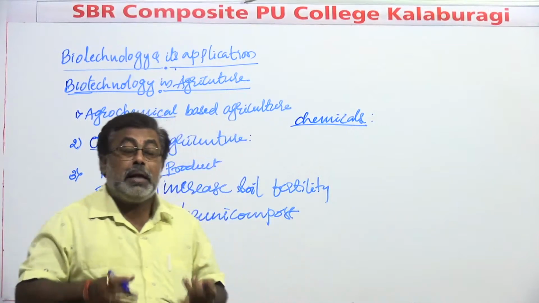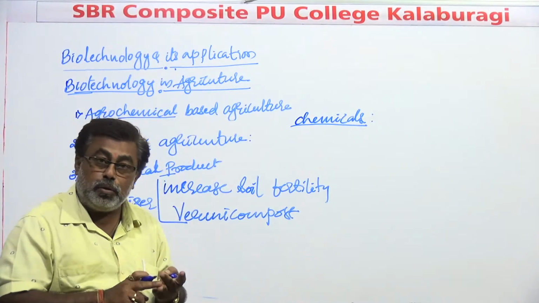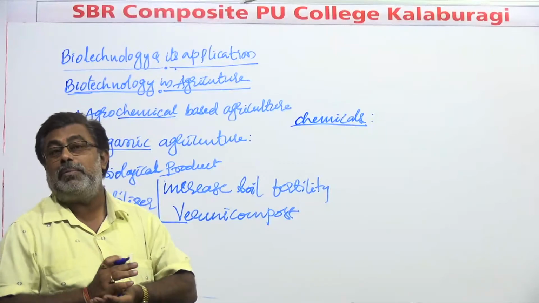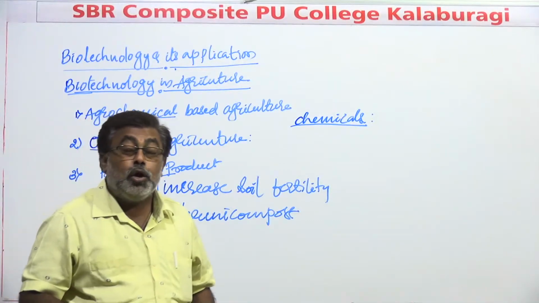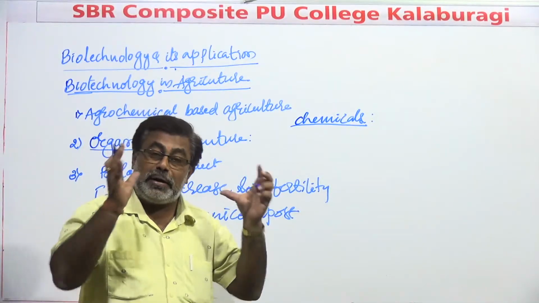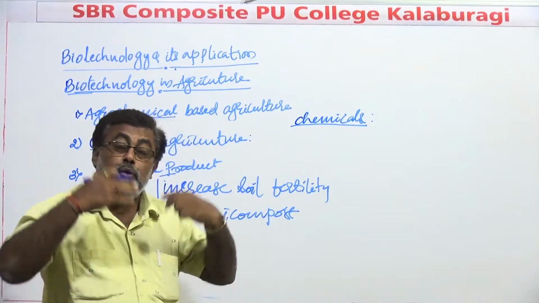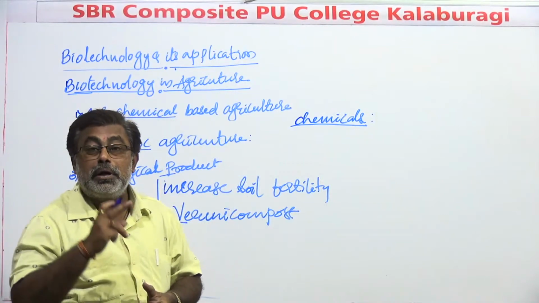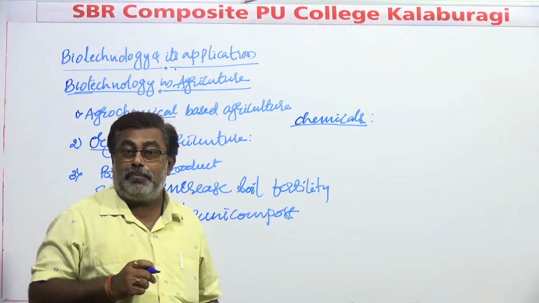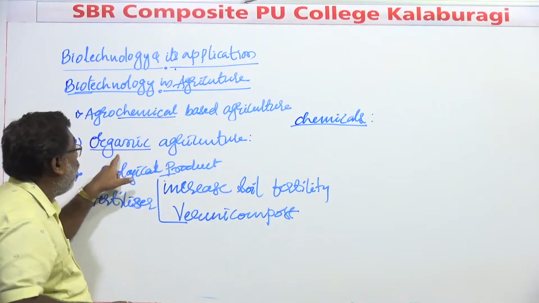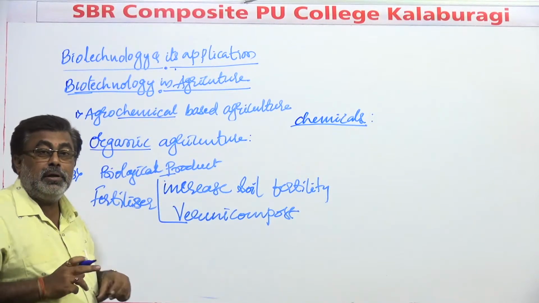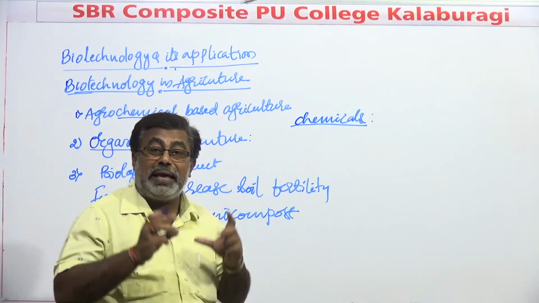You people may know that branches of the plant, leaves, whatever waste is produced from the plant, that waste will be dumped in one place. So that will be converted into manure. That manure is called organic manure.